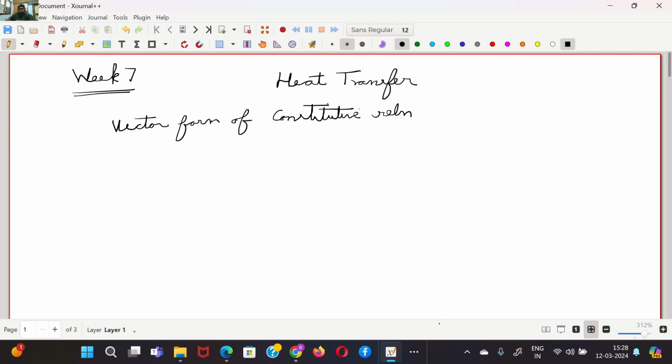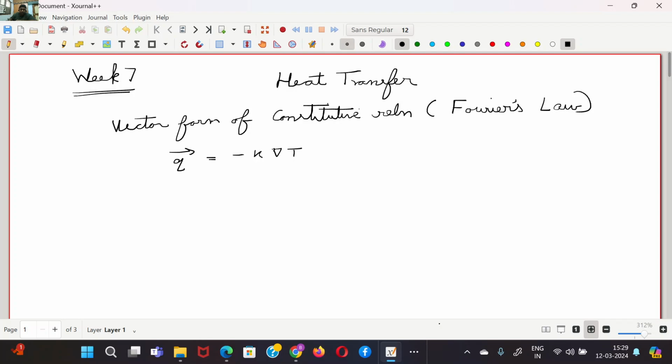Right now, from the constitutive relationship for heat transfer, it is what is known as Fourier's law. Like we have Fick's law for mass transfer and Newton's law of viscosity for momentum transfer. So Fourier's law goes like this. This is the heat flux, minus K into del T.